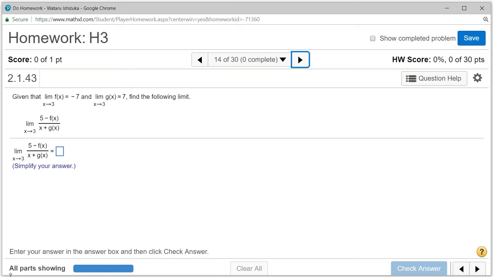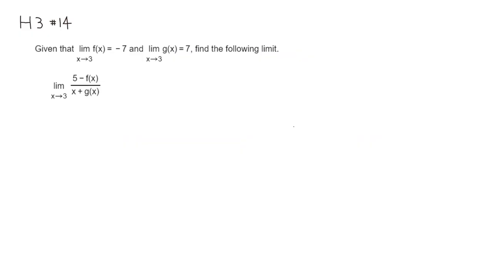All right, let's look at homework 3, problem number 14. Let's evaluate this limit. Using the limit property, if you have a limit of a quotient, we can take the limit of the numerator, so 5 minus f of x.